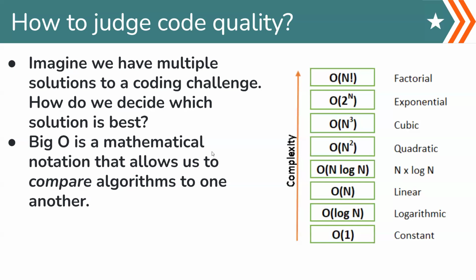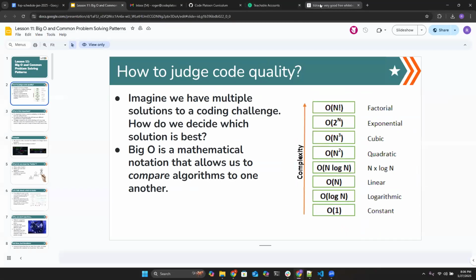So, how to judge quality, right? Imagine we have multiple solutions to a coding challenge. How do we decide which solution is best, right? Who can take a guess at this? We kind of talked about it a little bit earlier, but what defines something as being the best solution to a problem? Something that gets it done with the fewest resources used and quick. Yeah, that's a good explanation.